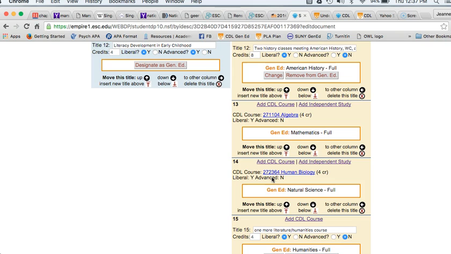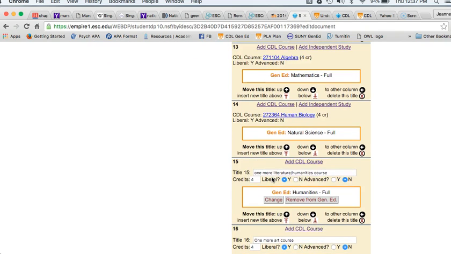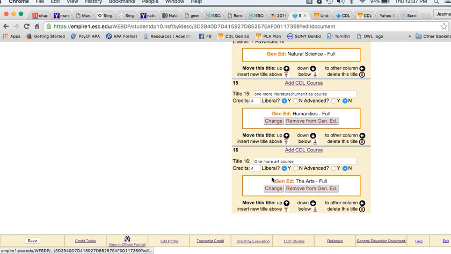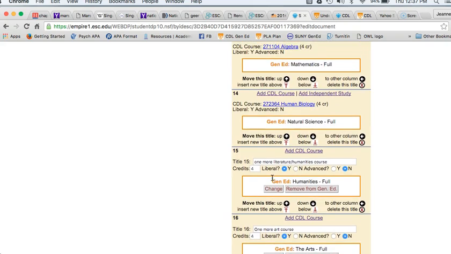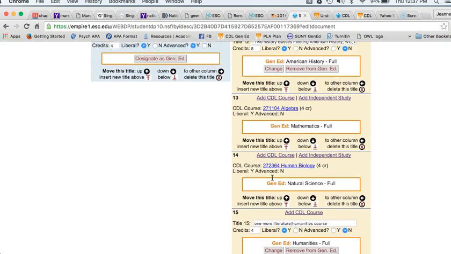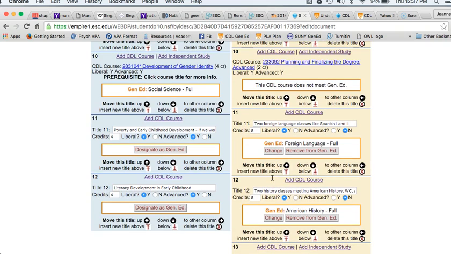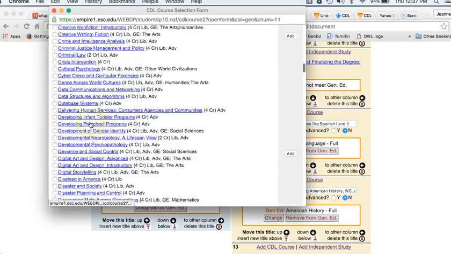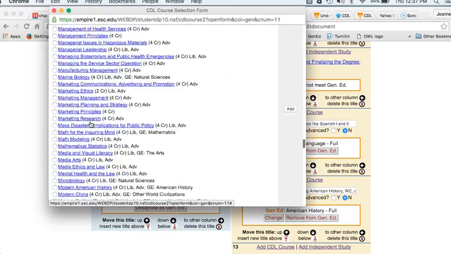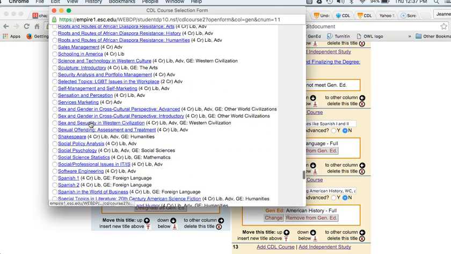Although I will tell you, for all of you guys, I did already add in to your transferred work whether or not it was liberal, advanced, or gen ed. So if it's not already marked on your degree plan, then it wasn't marked as gen ed. So here I have 2 foreign language classes. So this one I'm going to add Spanish 1, and that is only 4 credits, so I will have to add an additional class because I wanted the student to have 2.